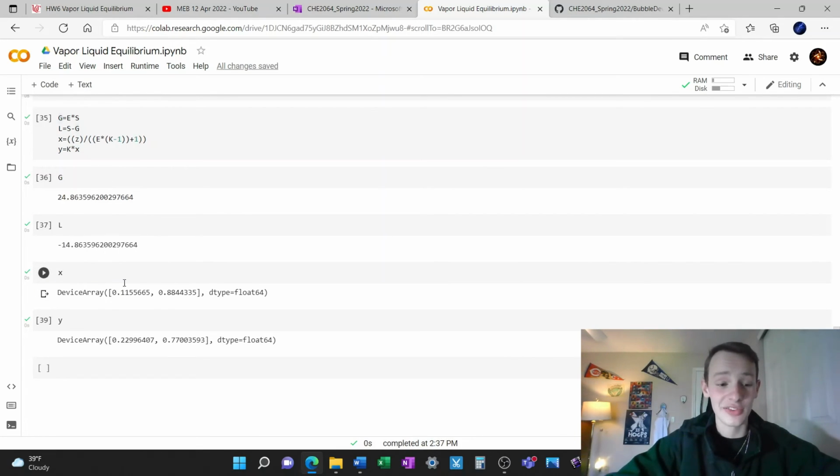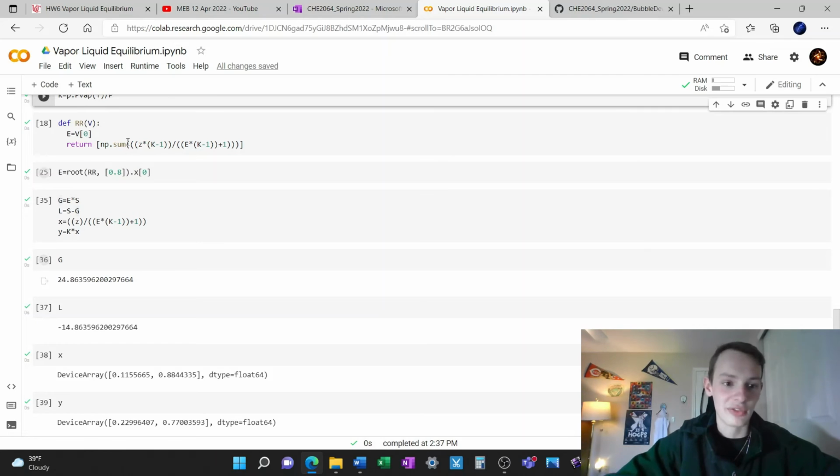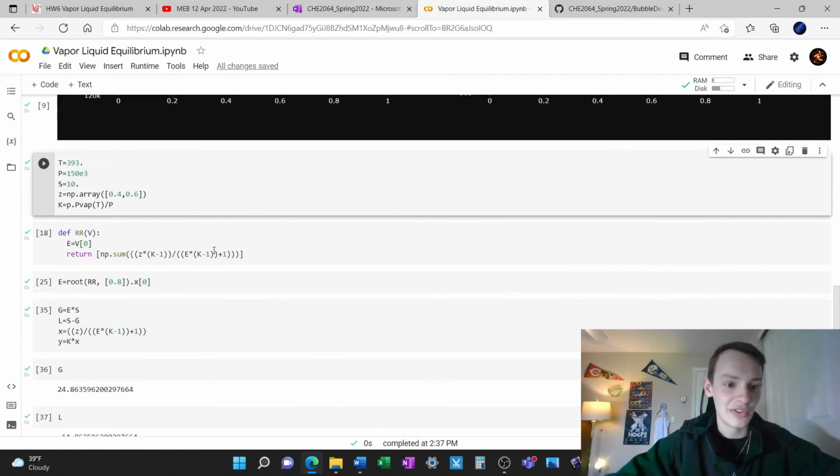So the mole fractions as well are obviously incorrect, right? There should be no mole fractions of anything in the liquid phase. And then in the vapor phase, it should just be the same ratio, right? You should have 0.4 benzene and 0.6 toluene as your respective mole fractions.